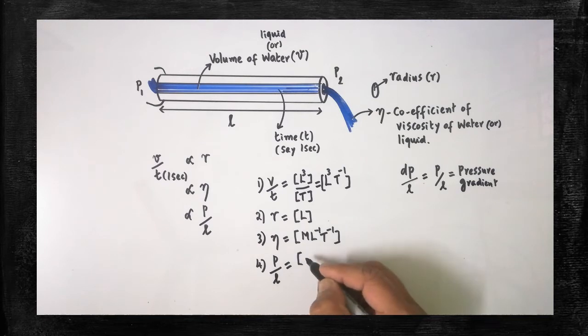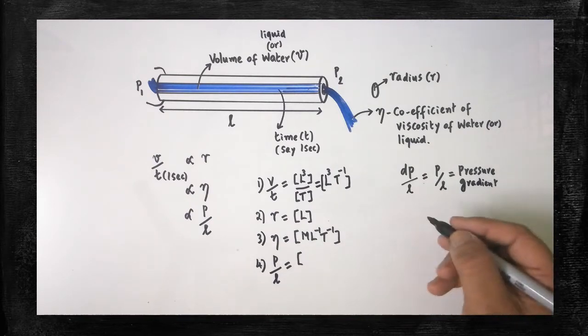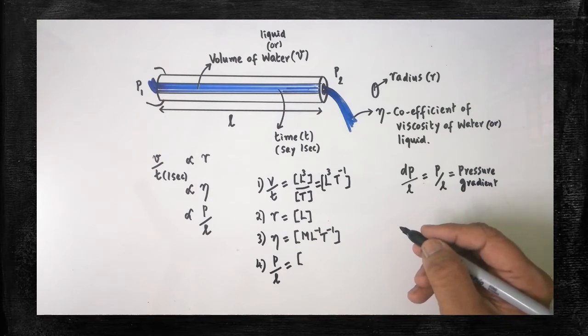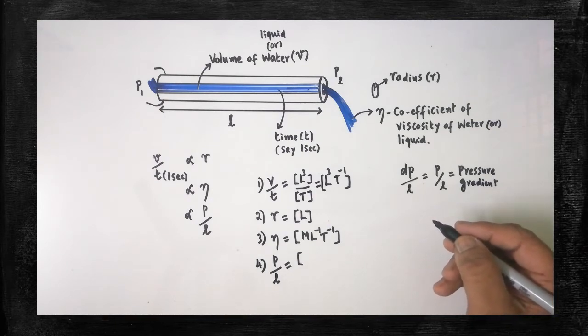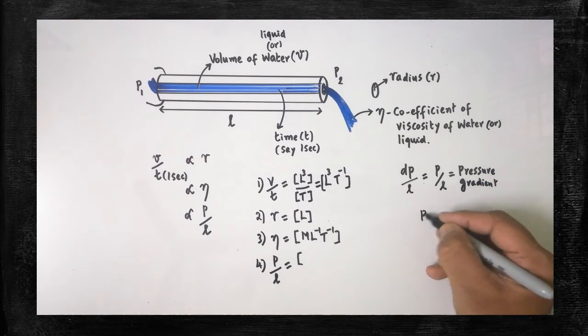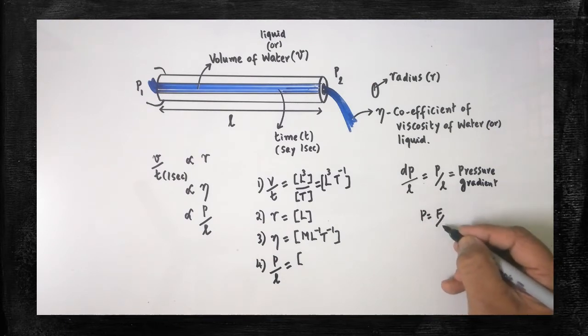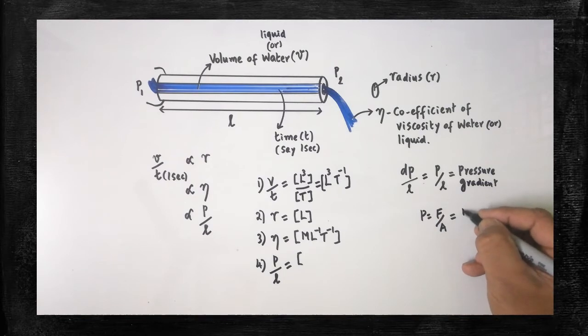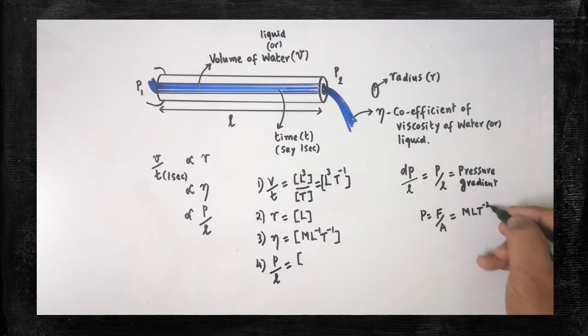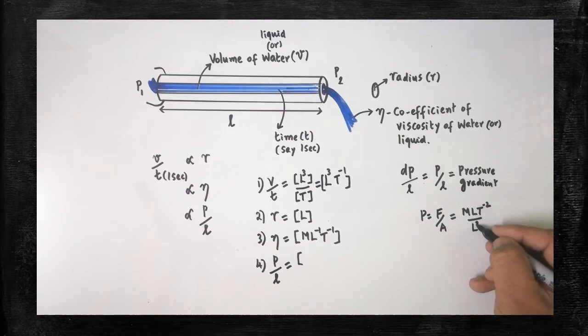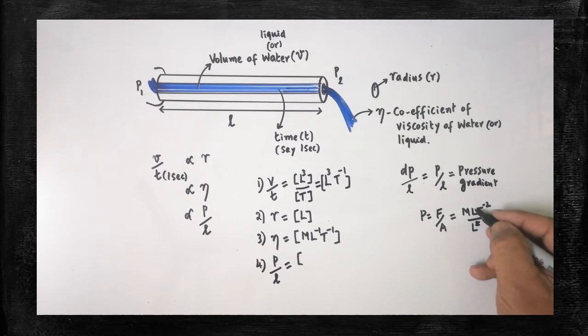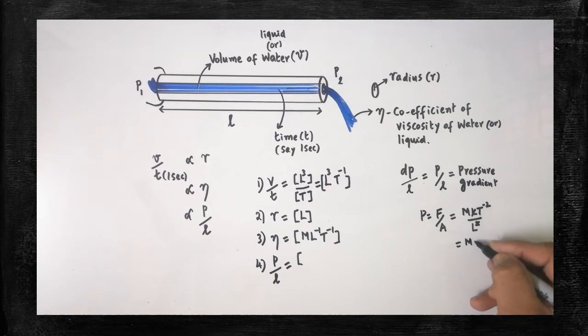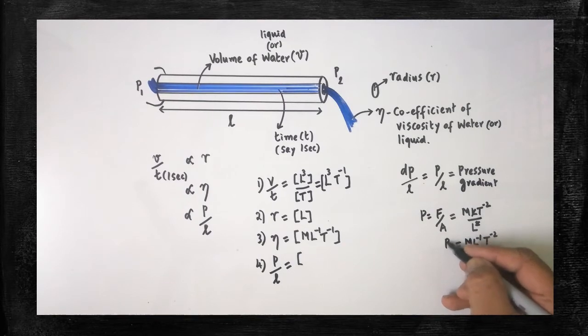What is the dimensional formula for pressure? In the beginning of the lesson itself, we have learnt all the dimensional formulas. Understood? So here, pressure is nothing but force per area. That is M L T power of minus 2 whole divided by L square. Now we can cancel this L. You will get M L inverse T power of minus 2. So this is the dimensional formula for pressure.